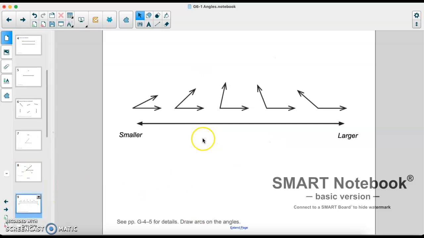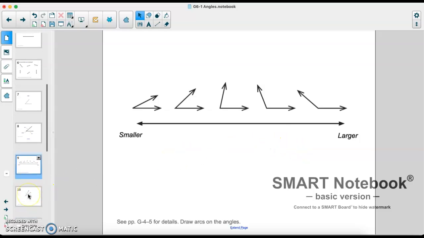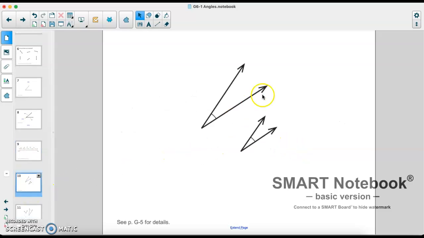The next thing to start pointing out is the difference in the size of angles. These angles here are smaller, and as we move to the right, they get progressively larger. And so that's really what we need to talk about there. And then what I want to show here is that these angles have different length arms.